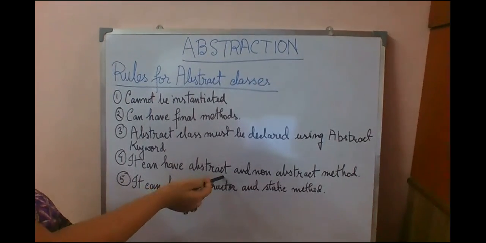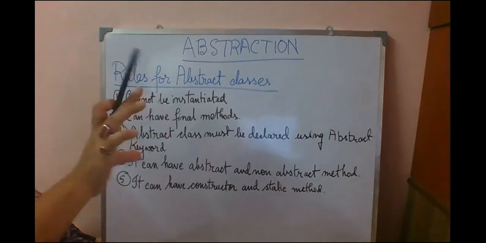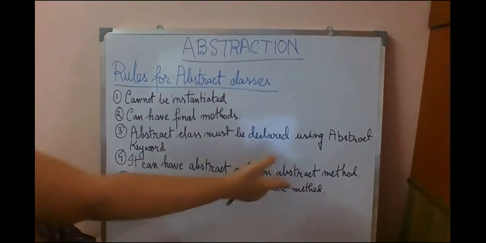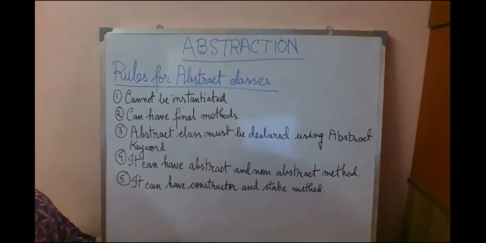You can write abstract method. Abstract method means there will only be a declaration of the method, but you will not write the definition or the body of the method. And also, obviously, non-abstract method means there can be methods which have the body. So, next, it can have constructors and static methods too. In an abstract class, we can have both constructors and static methods.